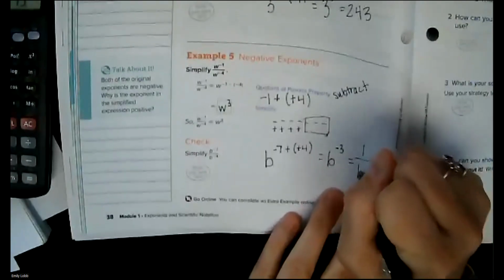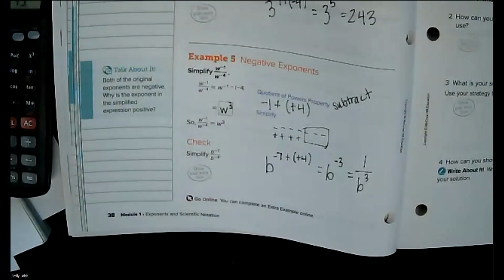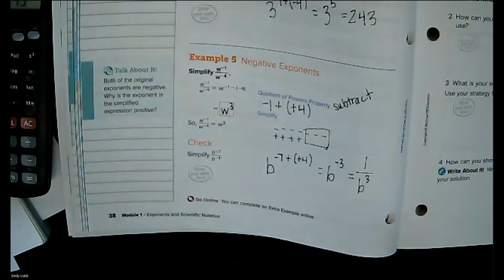1 over b to the 3rd. Oh, sorry. Yep, you're fine. You knew what you were doing. So that's as simplified as that gets.